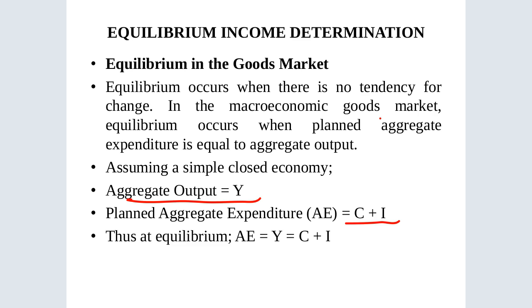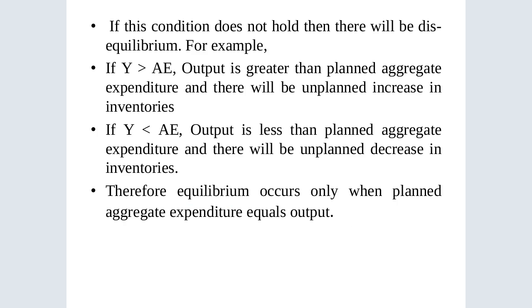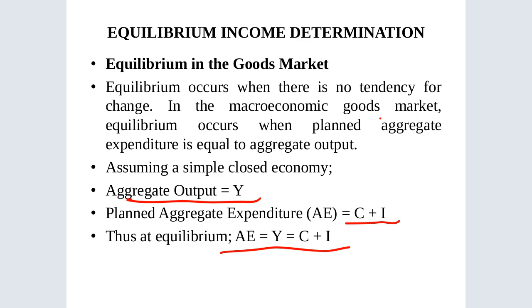the aggregate expenditure. So the aggregate expenditure or aggregate output in this case will be represented by Y, which is equal to consumption plus investment. So consumption plus investment gives us the aggregate expenditure. So the aggregate expenditure should be equal to the aggregate output. So from this simple model, we can see what the equilibrium condition is.